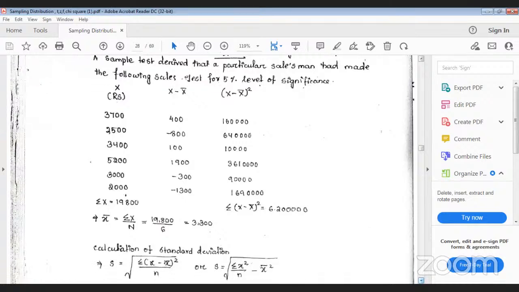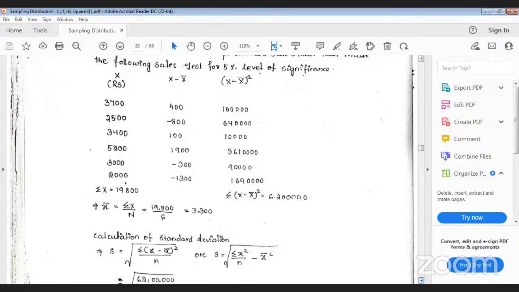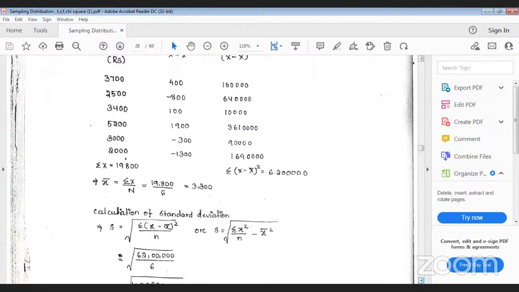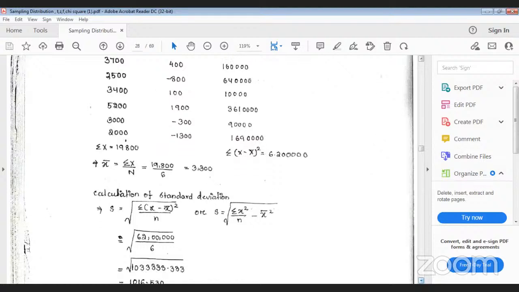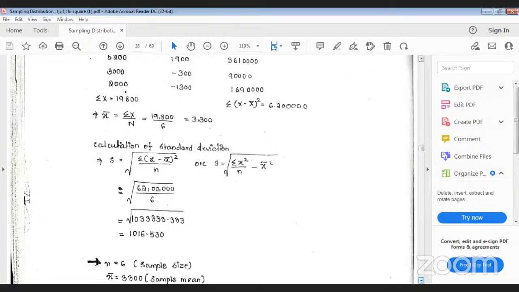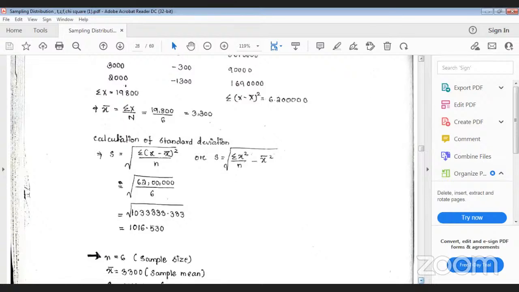You know how to calculate the sample mean and the standard deviation. The formula is x bar equal to summation x by n, where small n means sample size. What is the sample size? 6. And the sample mean you will get is 3300. For the sample standard deviation, summation x minus x bar whole square divided by small n, or you can write summation x square by n minus x bar square, root over. Any formula you can use, and so we are getting the sample standard deviation, that is 1016.53.